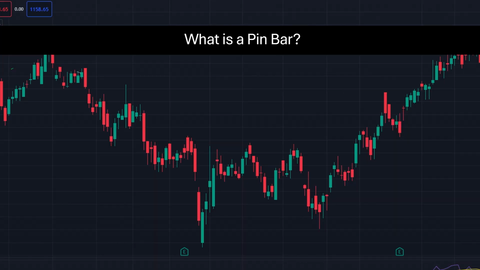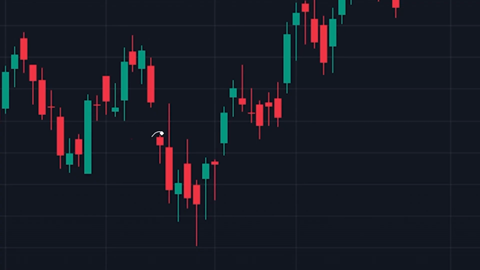So let's first talk about what a pin bar is. A pin bar is a reversal pattern where the candlestick has a small body like this one and a long wick, which we can call the tail or the wick. Now I'll give you more examples. All these are pin bar candles. This is a pin bar candle, this is also a pin bar candle, and this is also a pin bar candle. So all those candles which have a long wick and a body are pin bar candles.